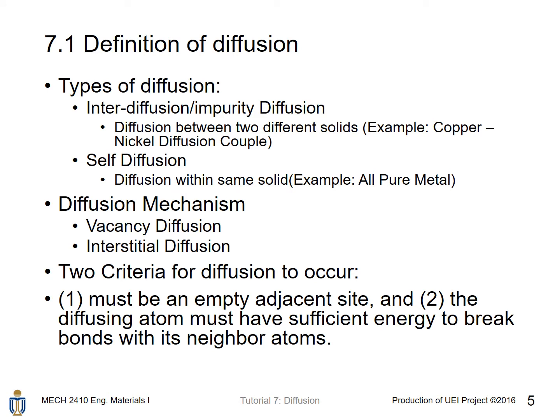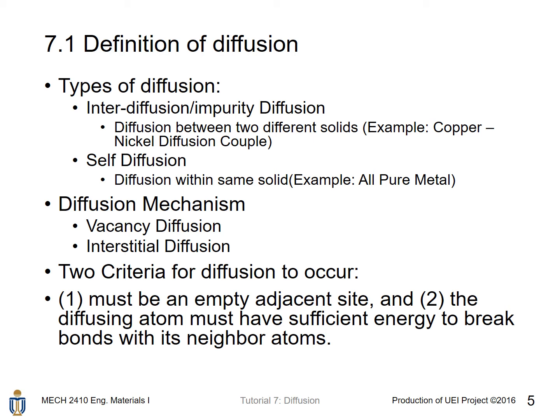In terms of the types of diffusion, it can be separated into two types. Interdiffusion, or in other words, impurity diffusion, is the first type. This kind of diffusion describes the diffusion between two different solids. For example, if you connect copper and nickel plates together, which will form a diffusion couple, interdiffusion or impurity diffusion will happen. The second type is the self-diffusion.